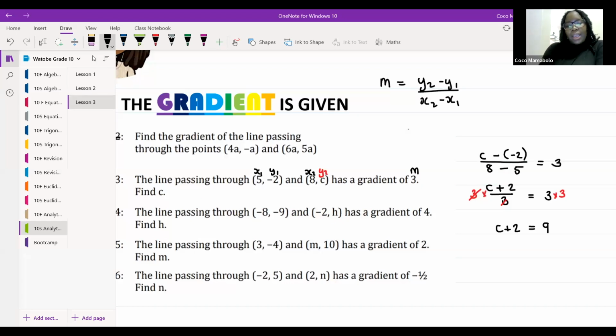What is my next step, guys? What's my next step? Yes, Tiana. Ma'am, must put the 2 over and say minus. That's it. I'm going to take the 2 over. So what's my answer? Our answer is 7. That's it. C is equal to 7. 100%, dude. Wow. Well done.